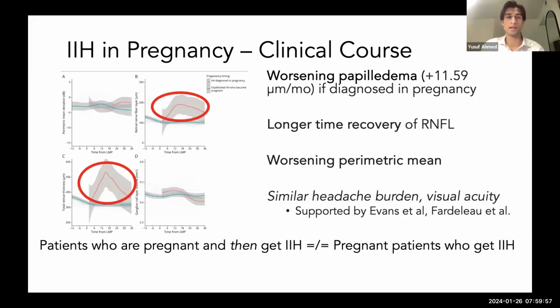So you can see here in the red circled areas, patients who were pregnant and then got IIH initially got worse, as opposed to patients who had IIH and then became pregnant or were not pregnant at all and had IIH. They actually experienced improvement from the get-go of diagnosis and treatment. There is also worsening pre-parametric mean in this population of patients who are pregnant and then got IIH. However, there's a similar headache burden and visual acuity, and this is supported by other studies.